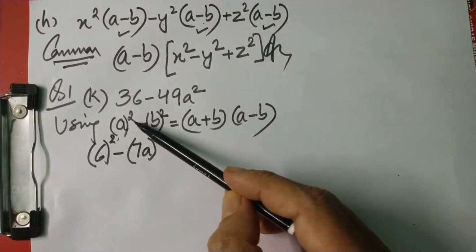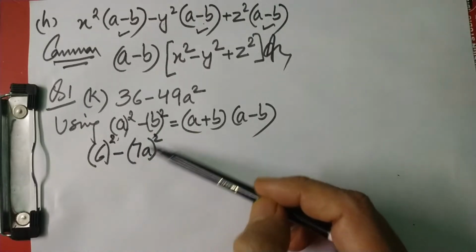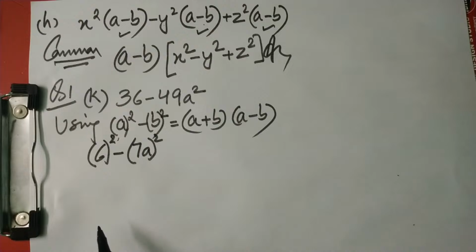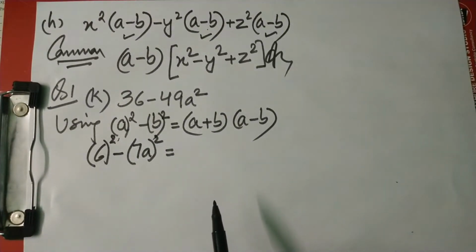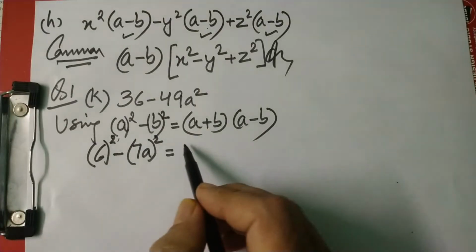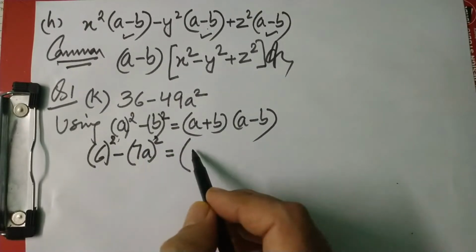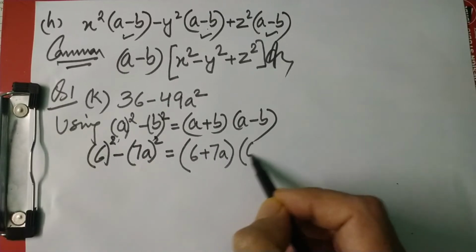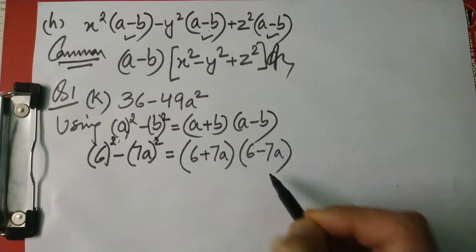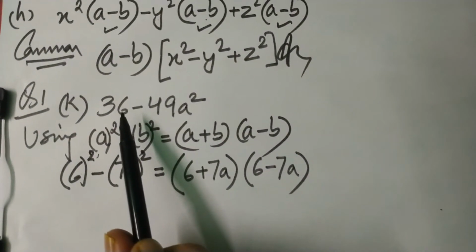See, a square minus b square means 6 square minus 7a square, which is equal to (a plus b)(a minus b). So what is a plus b? This is a and this is b. So 6 plus 7a and 6 minus 7a. Important: this is solved by using a square minus b square.